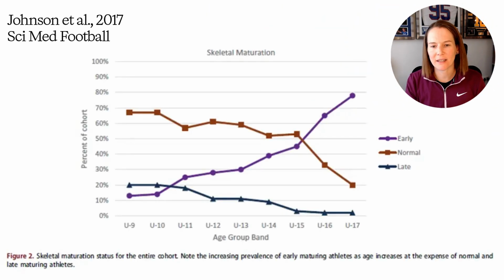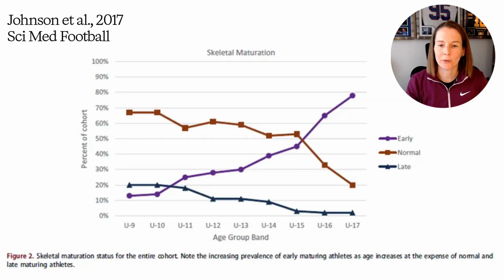This is illustrated in this figure that shows the percentage of each cohort as per maturation status, so early, normal, or late developing, by age group bands. And this is in boys' academies. And we can see the increasing prevalence through these pubertal age groups of early maturing athletes as age increases. And that clearly is at the expense of both normal and then late maturing athletes.